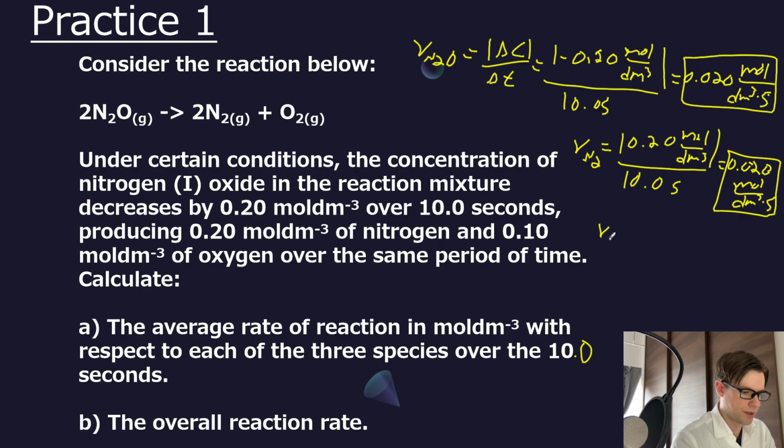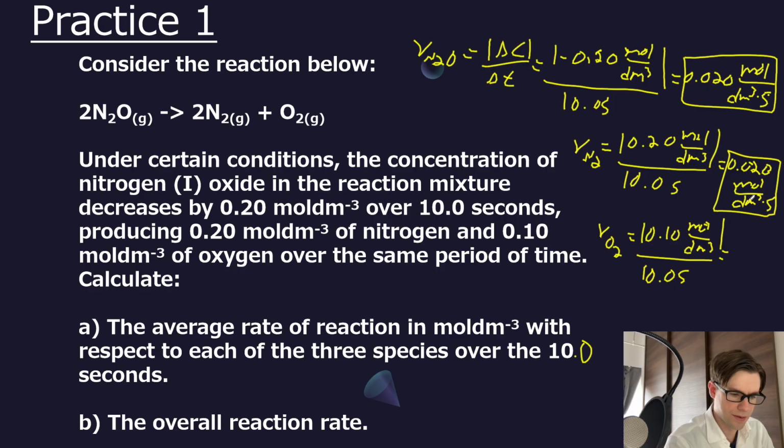Oxygen, though, I think we'll find is slightly different because of its different stoichiometric coefficient. So instead of 0.2 being produced, only 0.1 of oxygen was produced, mole per decimeter cubed. This was also done over 10 seconds. So this comes out to half the rate, right? Compared to the others. 0.010.